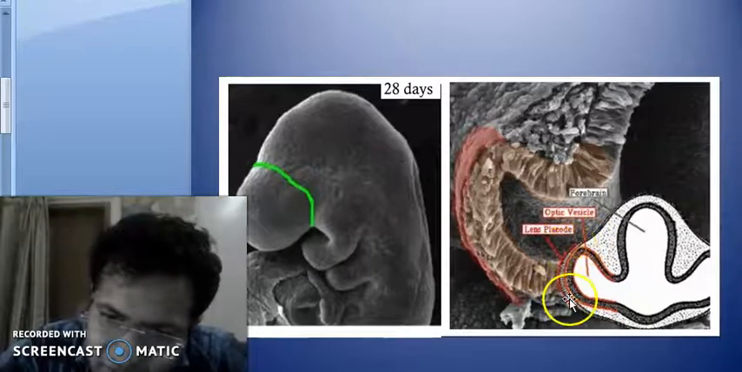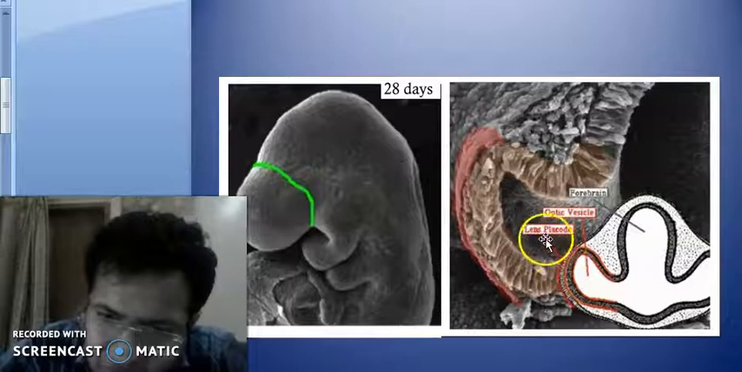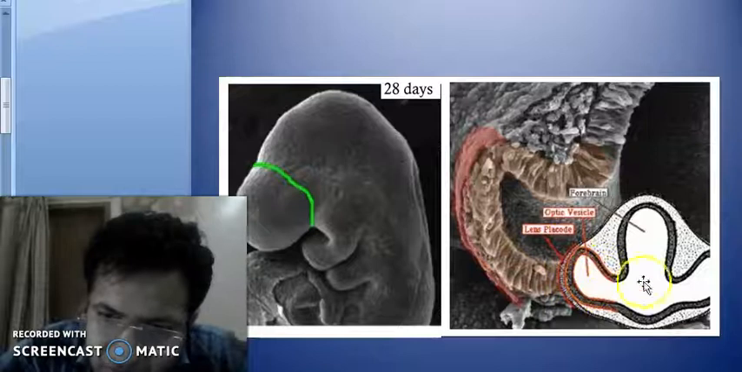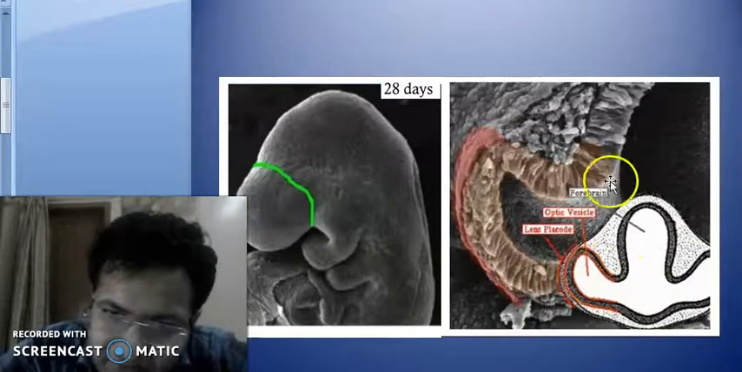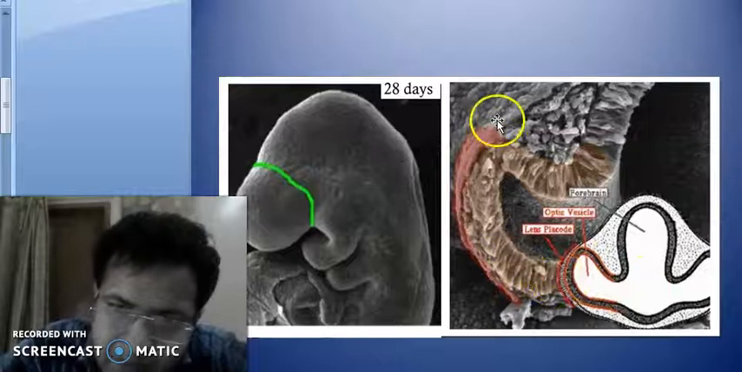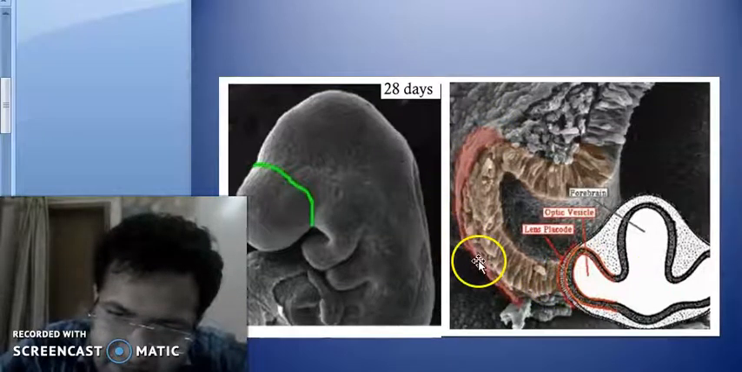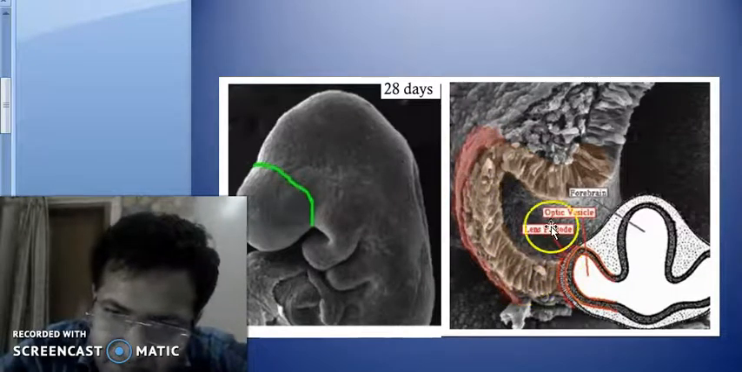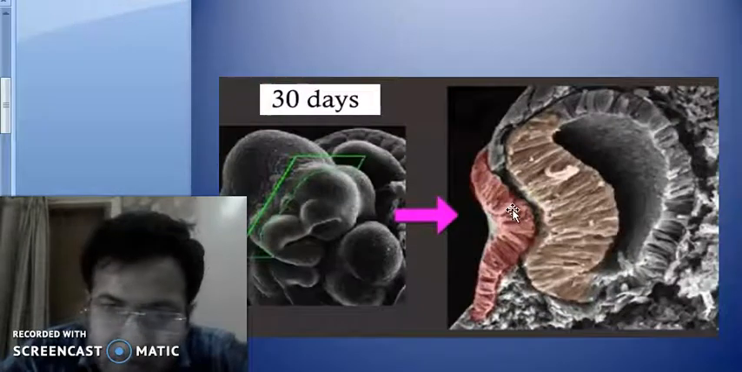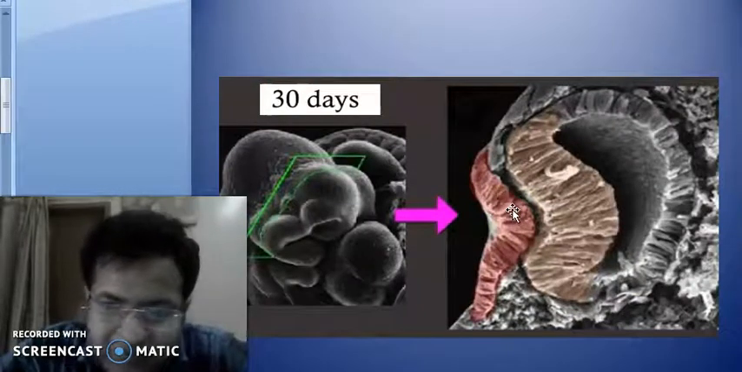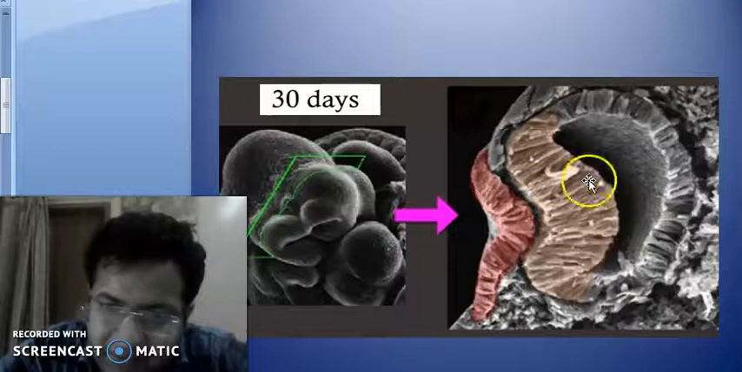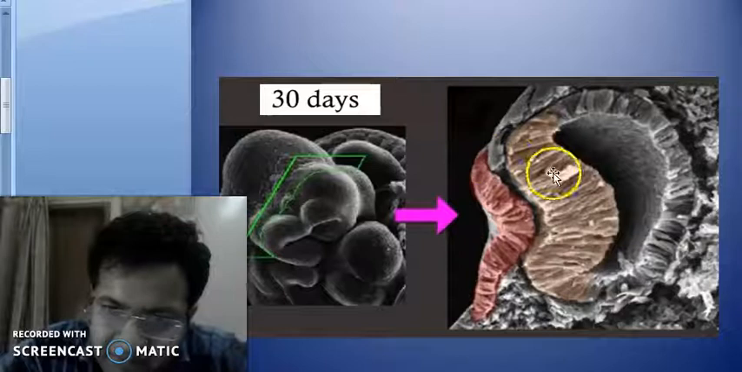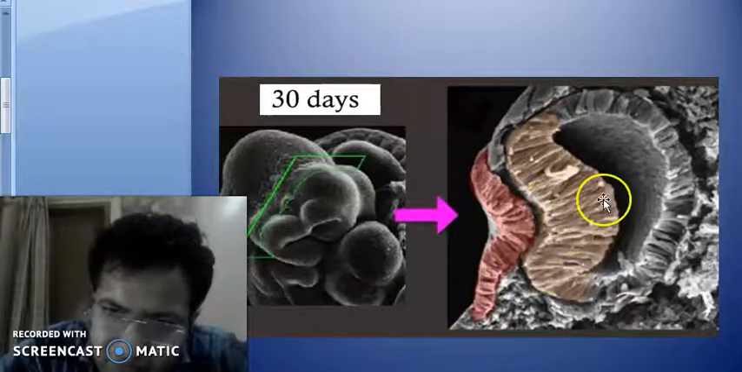The surface ectoderm thickens here and is then known as a lens placode. This is the optic vesicle, the outpouching from the forebrain towards the surface ectoderm. This is the surface ectoderm, which has thickened out. This is the lens placode, and this is the optic vesicle. At about 30 days, in the same section, the optic vesicle, which has come here, also starts to proliferate.